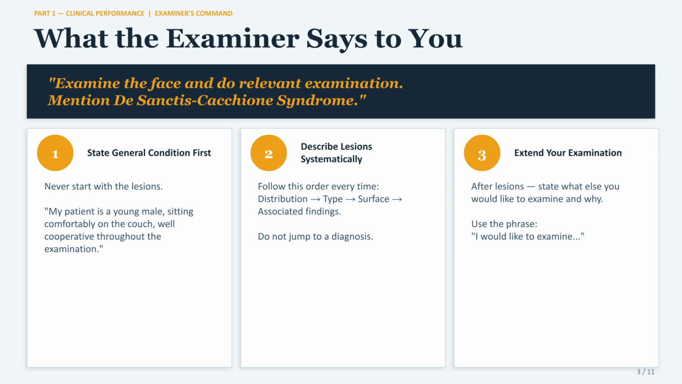The moment you start, state the general condition first. You say, "My patient is a young male, sitting comfortably on the couch, well cooperative throughout the examination." Then follow this order every time: distribution, type of lesion, surface findings, associated findings. Do not jump to a diagnosis. After lesions, state what else you would like to examine and why. Use the phrase, "I would like to examine."